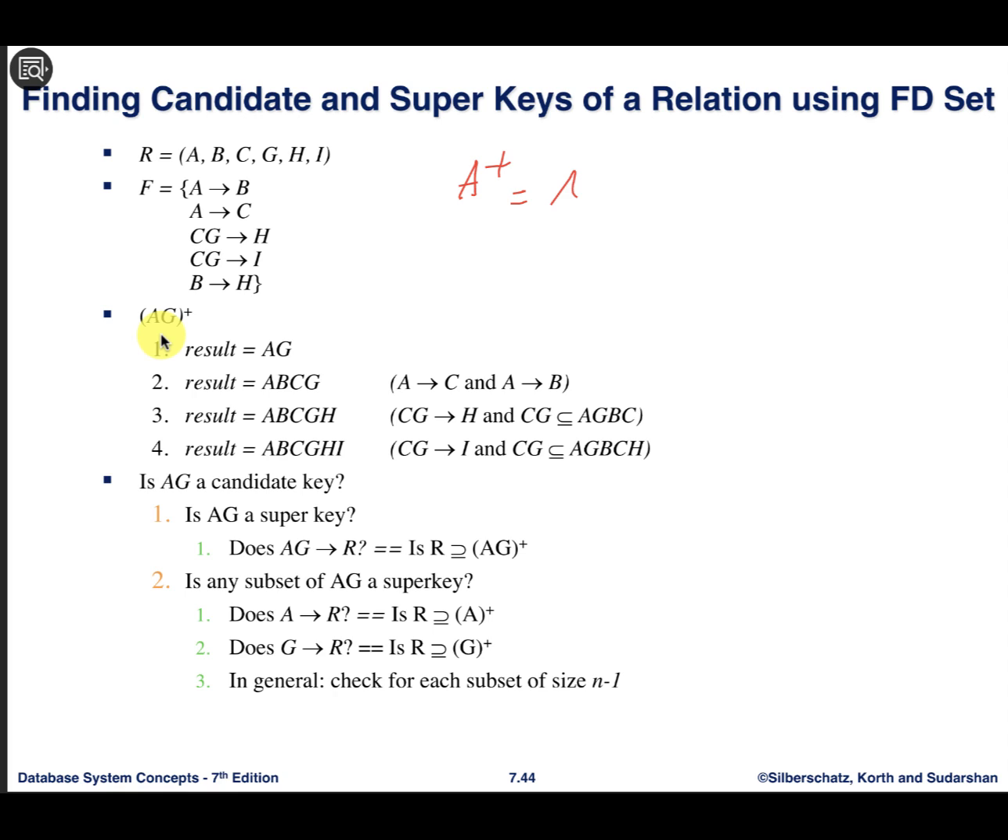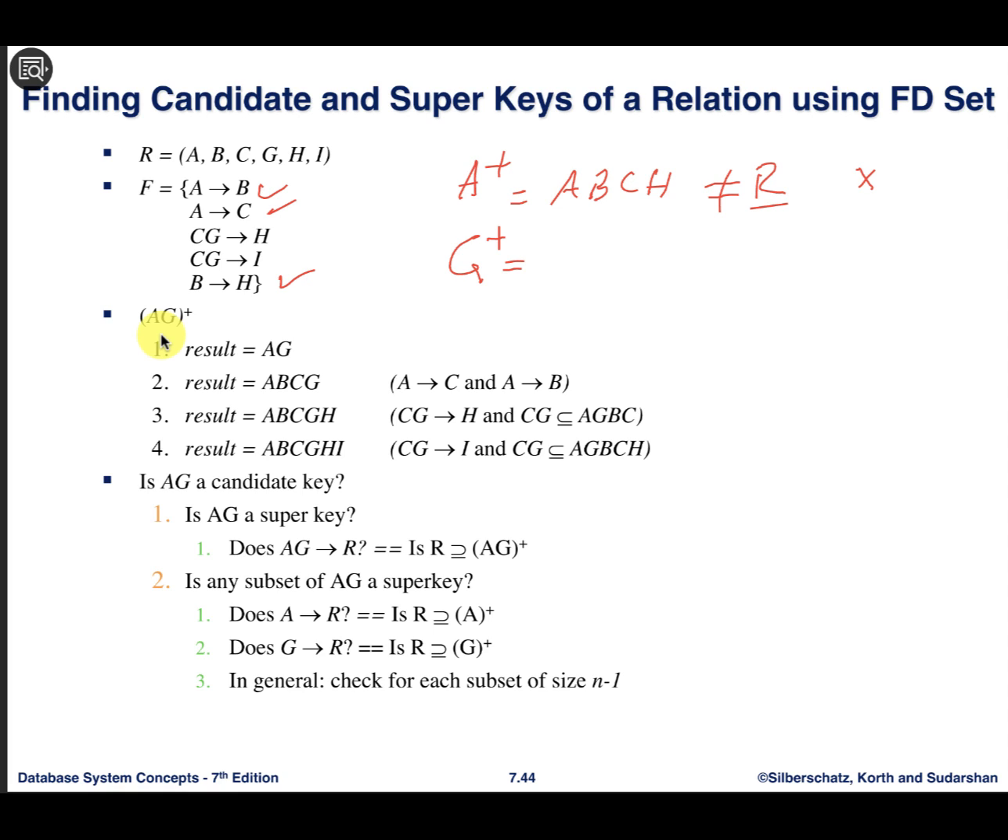C, we start with A. We have A, B, C, because A, B, C. Then after that, we have H, because B is H. Then done. So it does not reach R, so it's not this one, not a super key. So that's a good sign. How about G plus? This doesn't produce a key. So still so far, AG is the super key and candidate key.